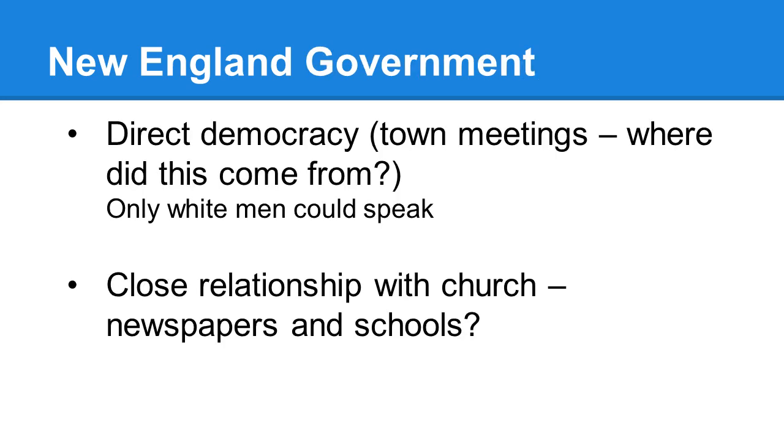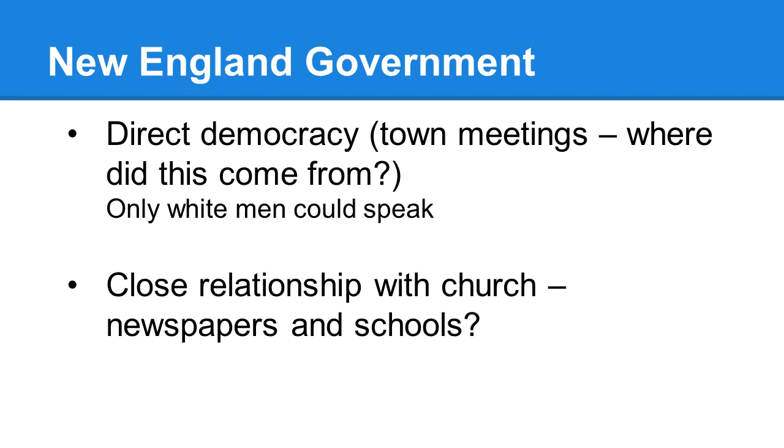Now, the government was also different than it was in the South. In the South, we talked about how you had to own land, and only the rich were allowed to have any say and any vote. And you still had liaison from the British Crown that could veto everything. New England is different. New England has what we call direct democracy, straight out of Greece, which means that they had town meetings. You should remember that from World One.